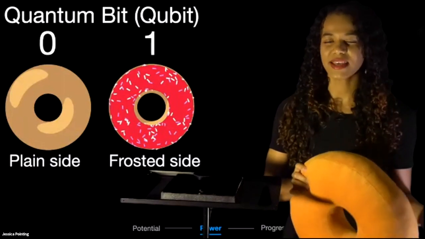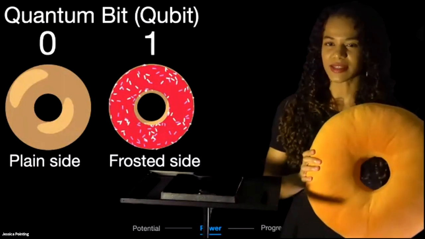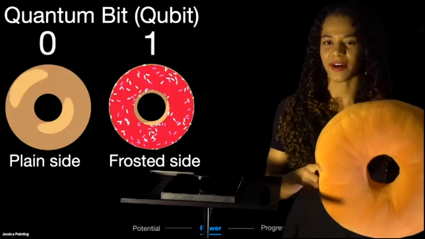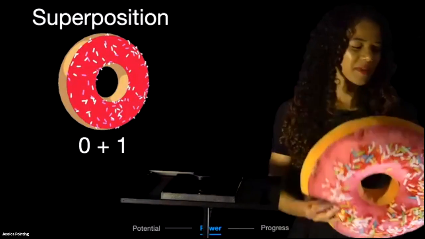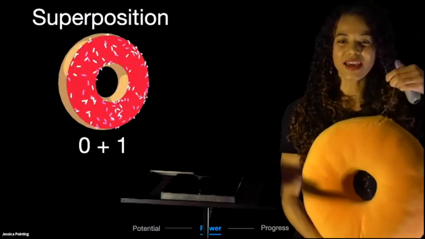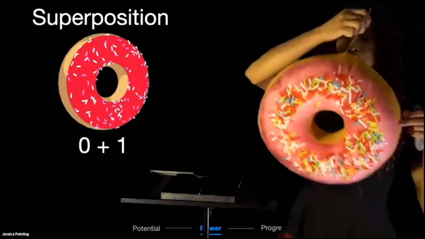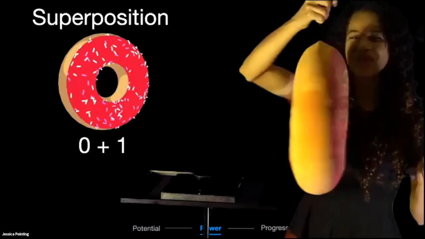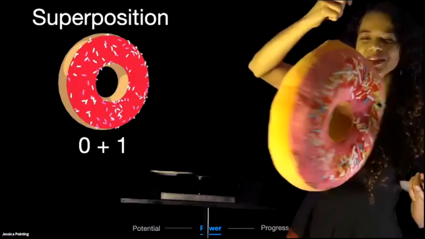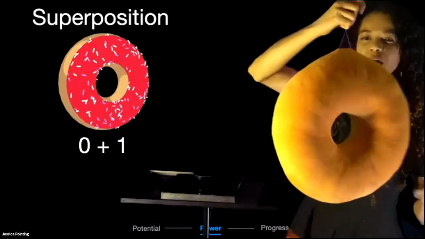Well, what about a quantum bit, also known as a qubit? A qubit can be 0, and it can also be 1. But there's something special about the qubit in that it can be a superposition of 0 and 1. I think of it like a spinning donut. When it's in superposition, it's a combination of 0 and 1. It's not one or the other.